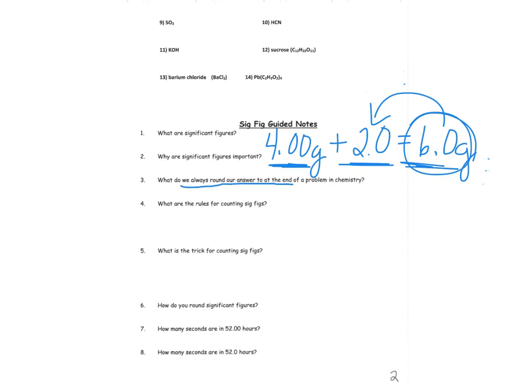So the rules for counting significant figures: first of all, every integer, like a whole number 1 through 9, is going to be significant. And then we're only going to count zeros that are in the value or in the number.